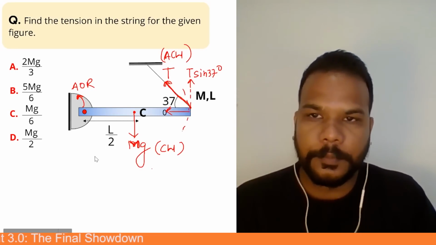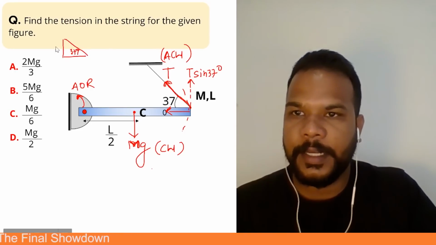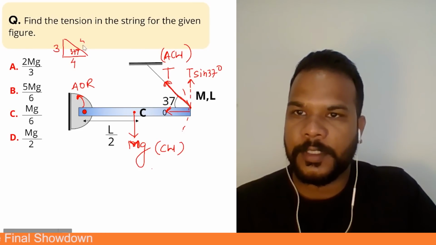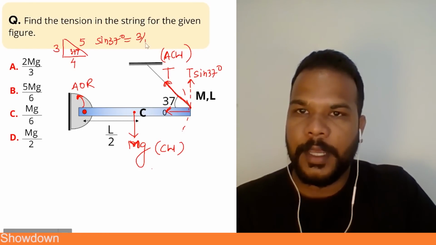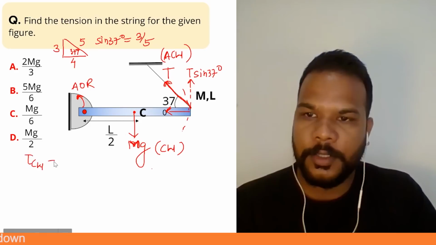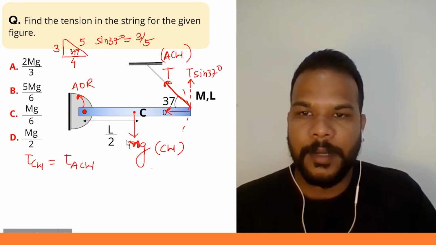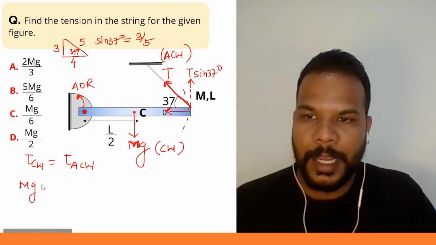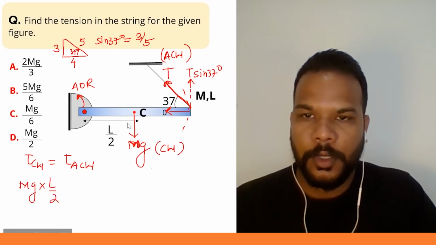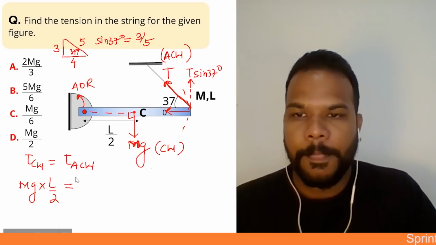Okay guys, and in this triangle, this is 37 degree, this is 3, this is 4, this is 5, so sin 37 degree क्या हो जाएगा? 3 by 5. Okay, so now torque clockwise should be equal to torque anti-clockwise. So clockwise torque is applied by mg. So mg acting at a distance L by 2 और 90 डिग्री पे भी लग रहा है, तो इसीलिए sin 90 नहीं लिख रहा हूँ.